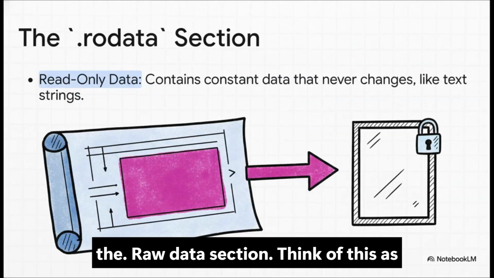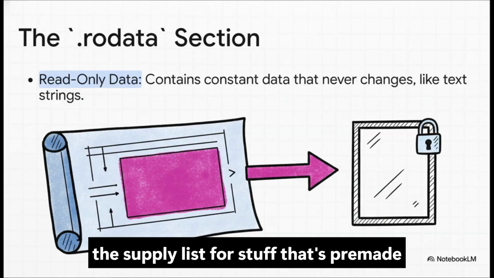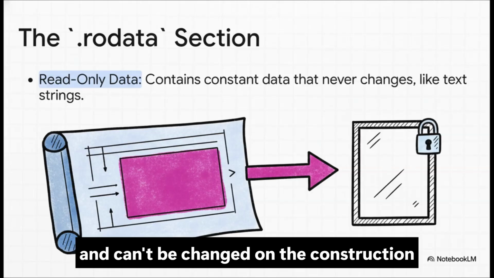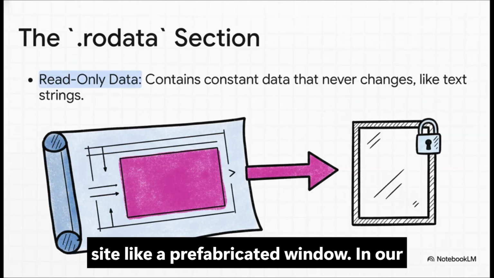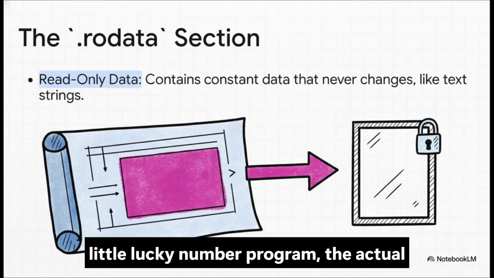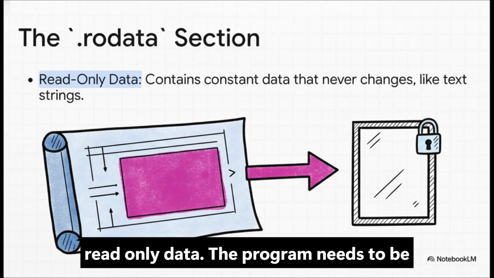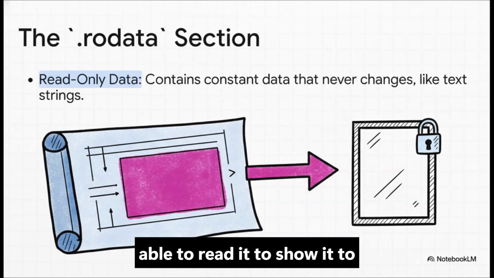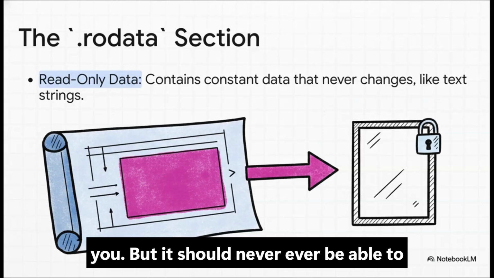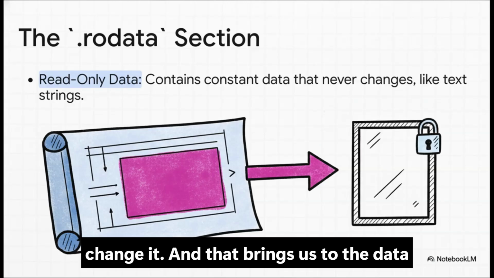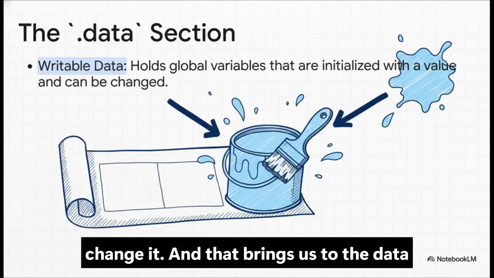Next up is the .rodata section. Think of this as the supply list for stuff that's pre-made and can't be changed on the construction site, like a prefabricated window. In our little lucky number program, the actual text, "my lucky number is %d\n", is read-only data. The program needs to be able to read it to show it to you, but it should never ever be able to change it. And that brings us to the data section.